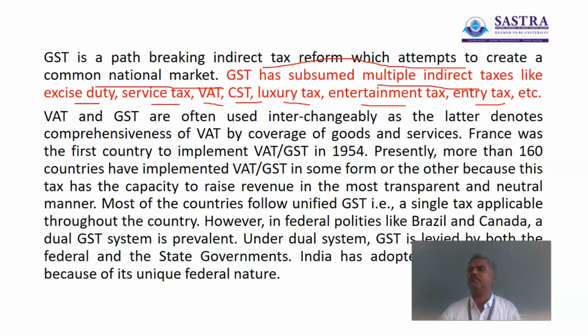How much we paid earlier? That's why the previous tax regime is called cascading tax. Cascading tax is nothing but what? We paid tax on tax. It is not necessary to pay tax on tax. What is the need to pay tax on tax? We have to pay only tax for our consumption.